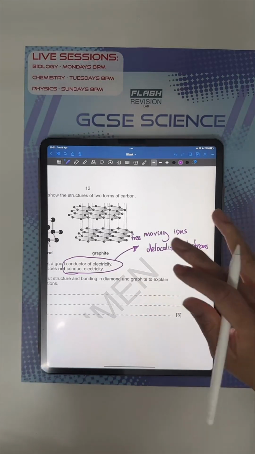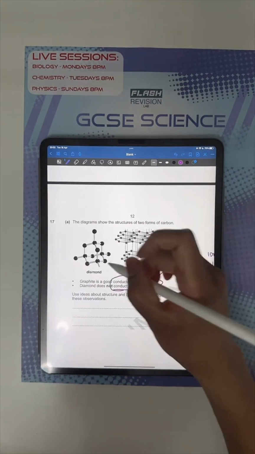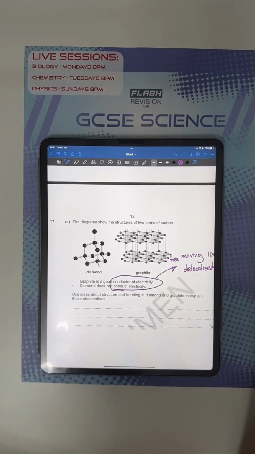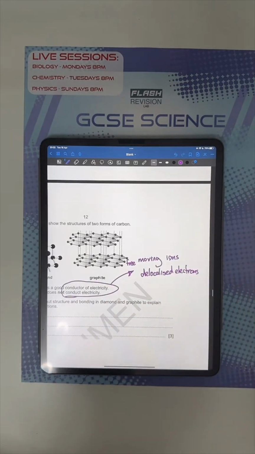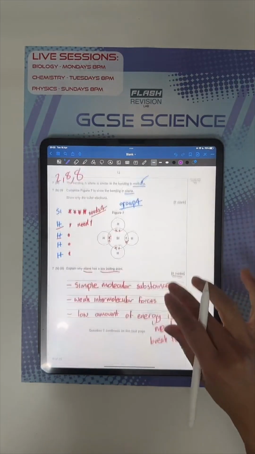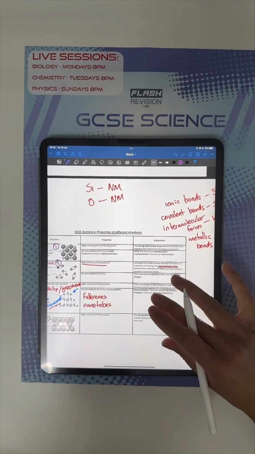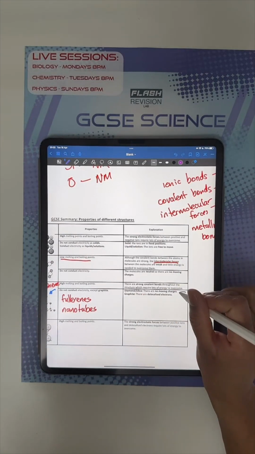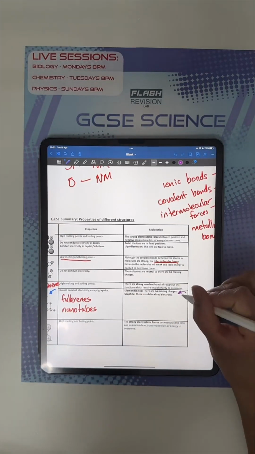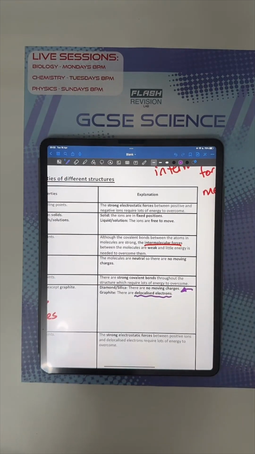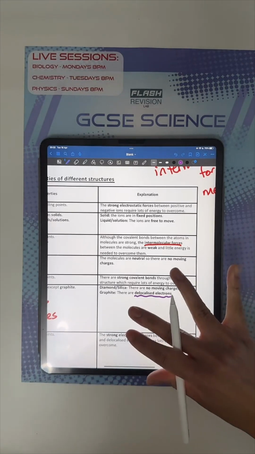Okay, so this is about graphite. This is about diamond. Diamond does not have any delocalized electrons or moving ions. It has no moving charges. For something to conduct electricity, there have to be free moving charges. So if we go back to our notes, we've got here, diamond has no moving charges, so there's no free electrons or free ions. Graphite, it does have delocalized electrons. That's why it does conduct electricity.